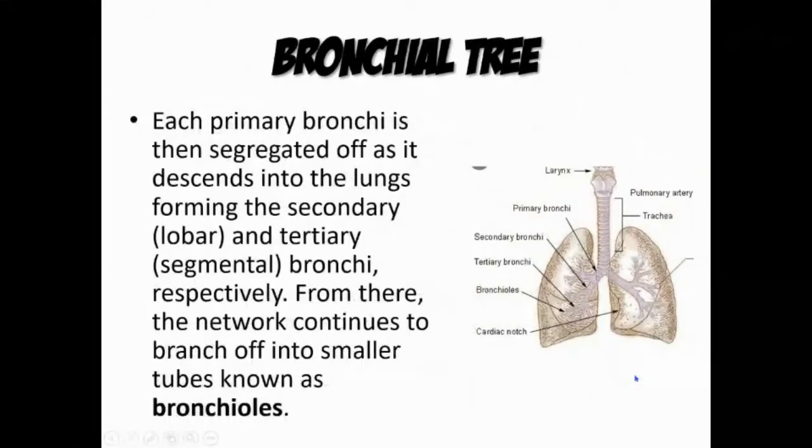Now, each primary bronchus is then segregated off as it descends into the lungs, forming the secondary and tertiary bronchi. So kapag sinabi natin secondary bronchi, mas tinatawag natin lobar bronchi. And then yung tertiary, ito yung segmental bronchi. From there, the network continues to branch off into smaller tubes known as bronchioles.